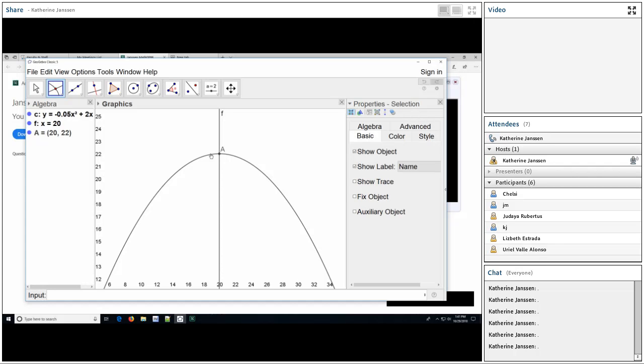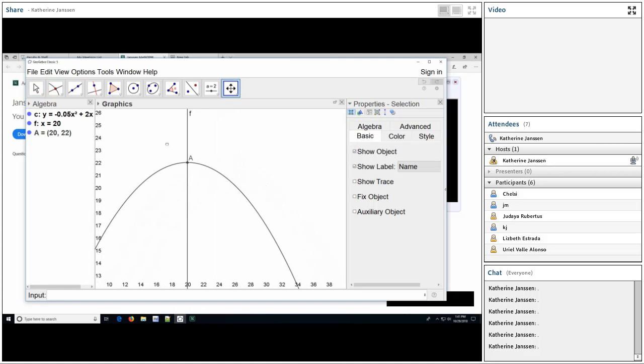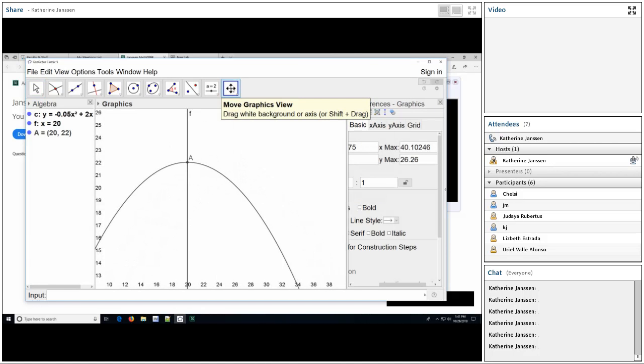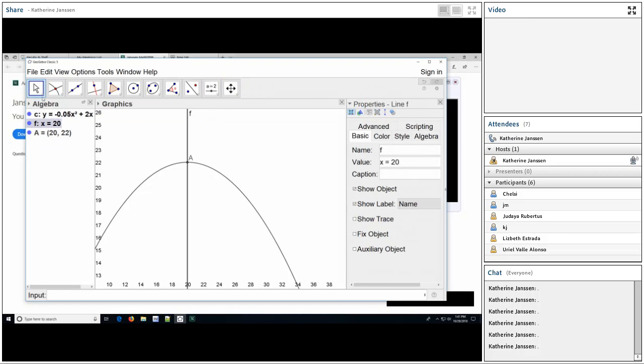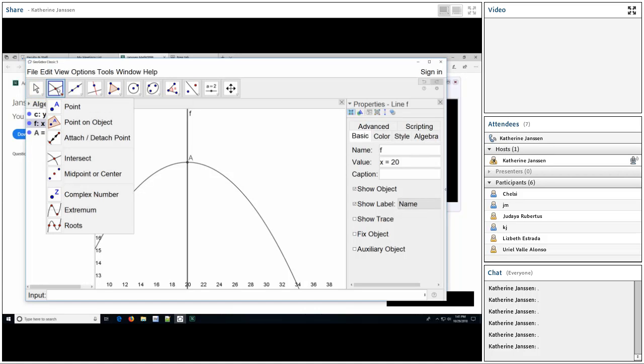So several things were shown with GeoGebra for tips and hints and tool control. You can move your graph around with your panning tool. That's the last button in the button bar. You can select an item with the selector tool, the first item in the button bar. Intersecting objects, that's our point intersection, second button on the button bar, and we use the intersection function.